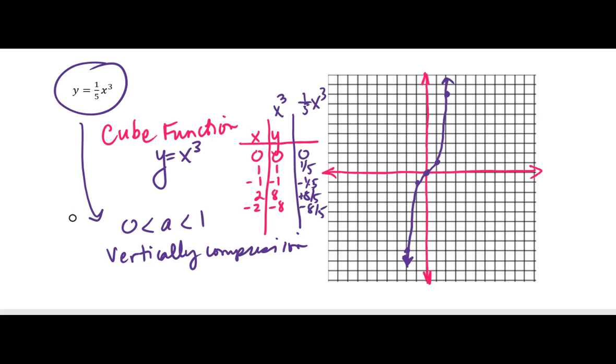So let me graph those and show you what happens. You can see it's like someone sat on the basic function and compressed it vertically. Okay?